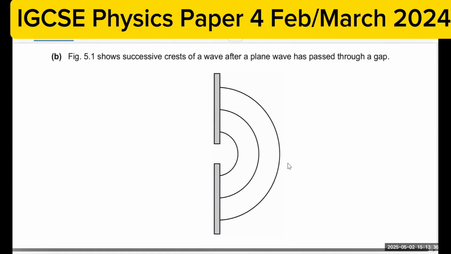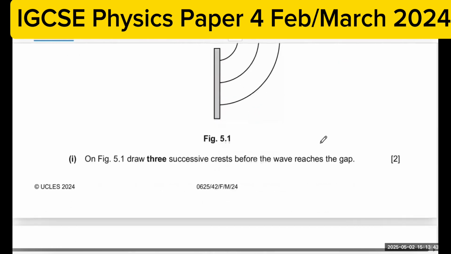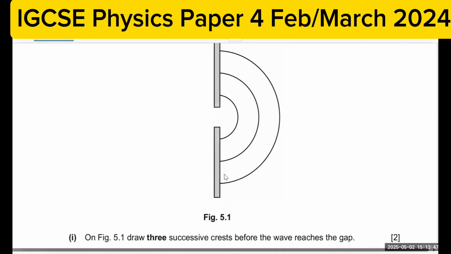So show two successive crests of the wave after it passes through the gap. So this is diffraction. Draw three successive crests before it. So in diffraction, the wavelength is not changed. So we need to draw three lines. They should be the wavelength. Basically, this is the wavelength. So the distance should be equal between these three waves. How much? Equal to this. Yeah. So you will draw three lines.